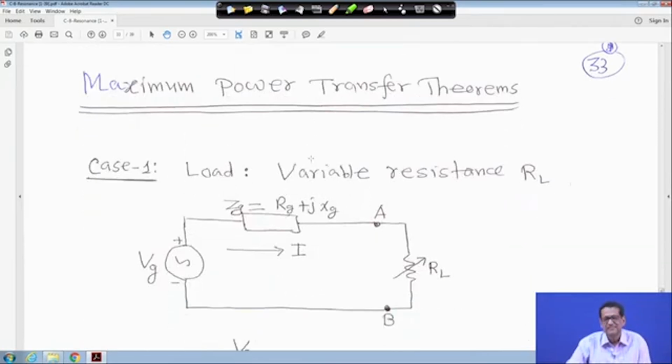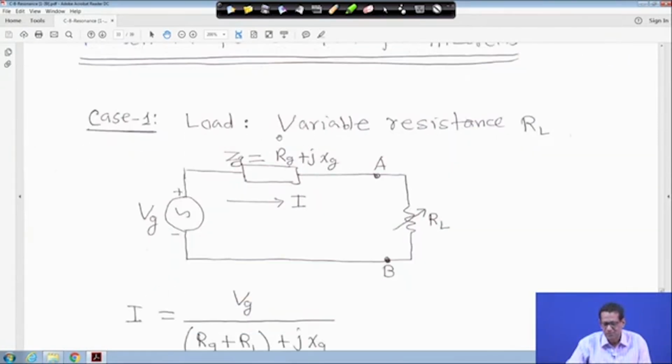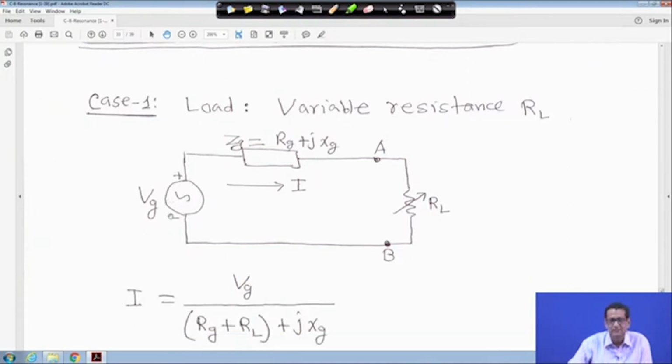Now there are three cases. Case 1: the load is a variable resistance RL. Suppose this is my voltage source VG for a circuit, plus and minus polarity marked, the current flowing through is I, and ZG is equal to, say, RG plus jXG, the impedance given, and this RL is variable. In the case of a DC circuit, it was a DC supply, and this was R Thevenin and V Thevenin.